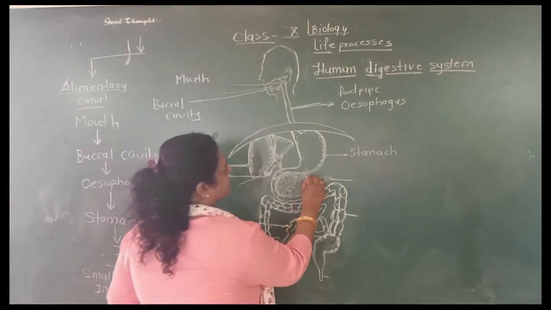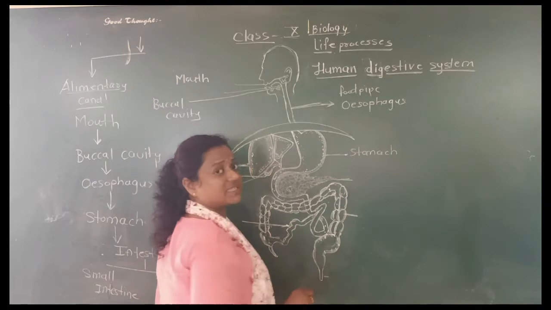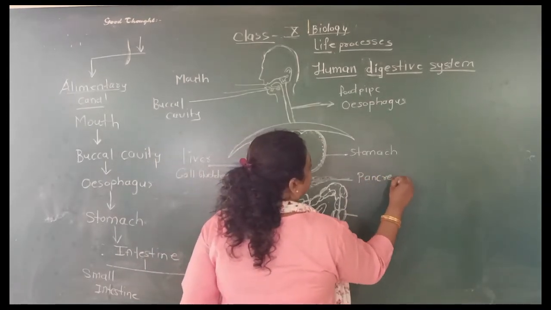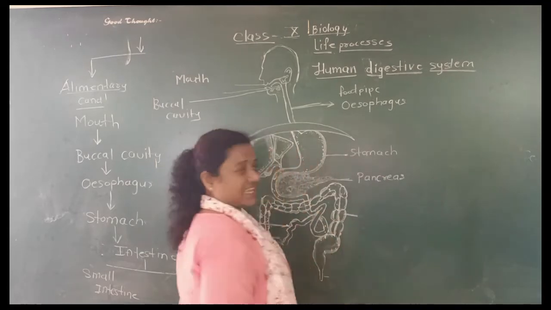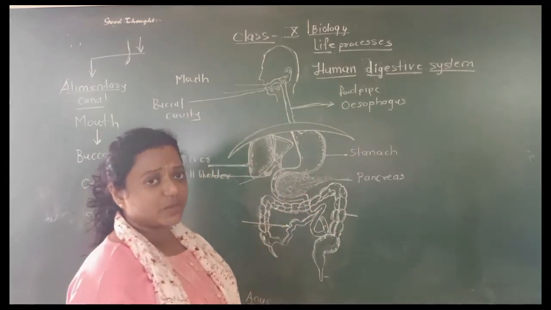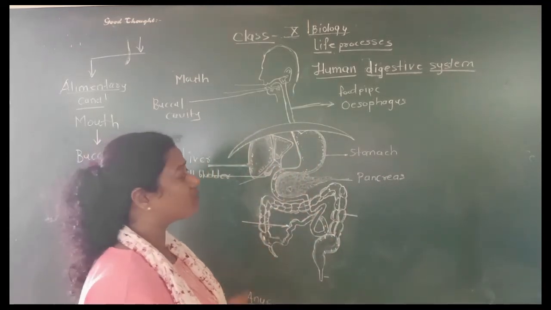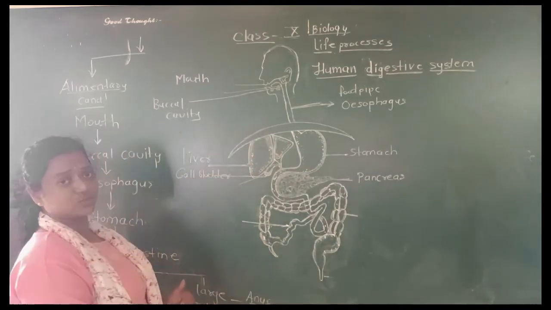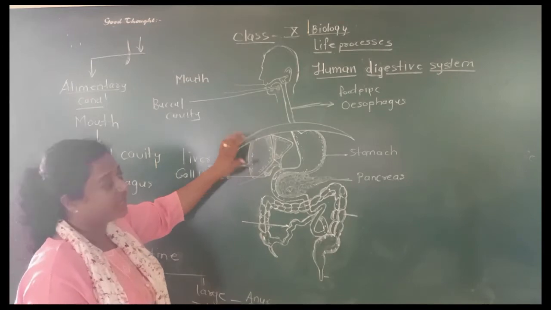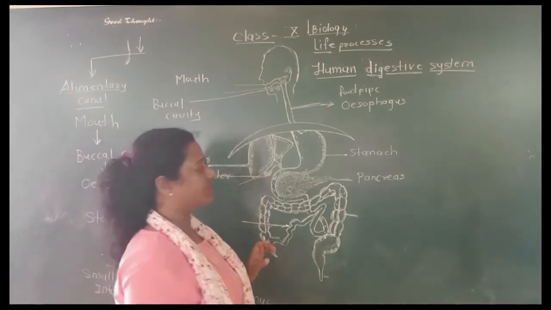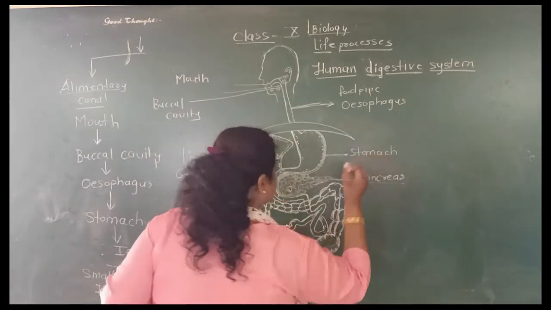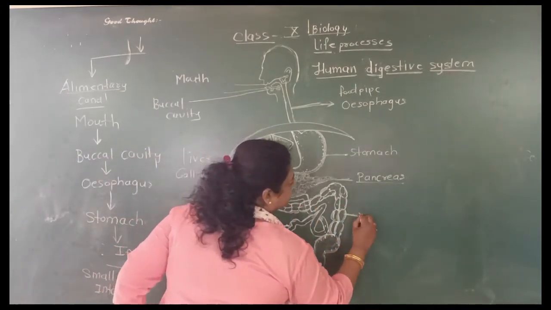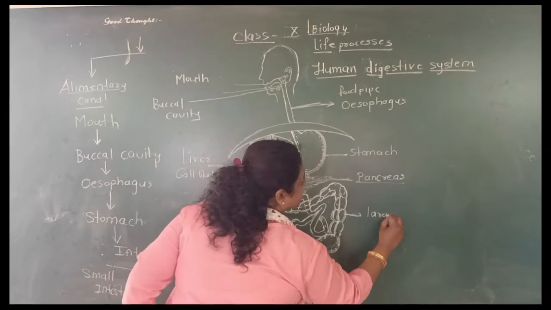And here you can see the structure called the pancreas, which is the second largest gland in the body. Then what is the largest gland in the body? The largest gland in our body is the liver. And the second largest gland in our body is what? Pancreas. After it, you can see this coil-like structure that is called the large intestine.